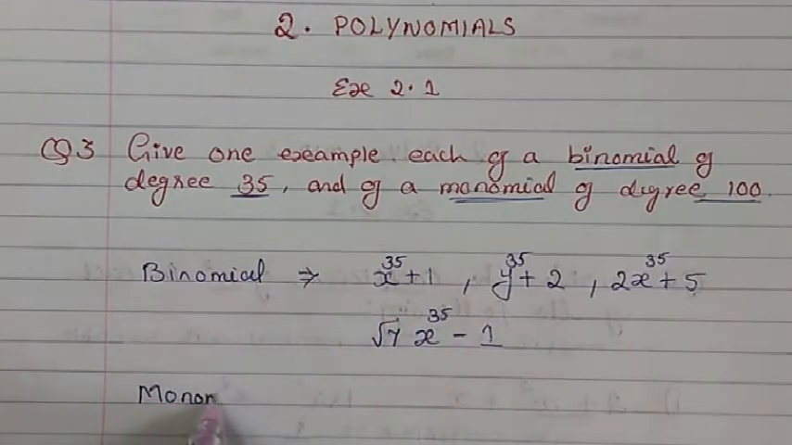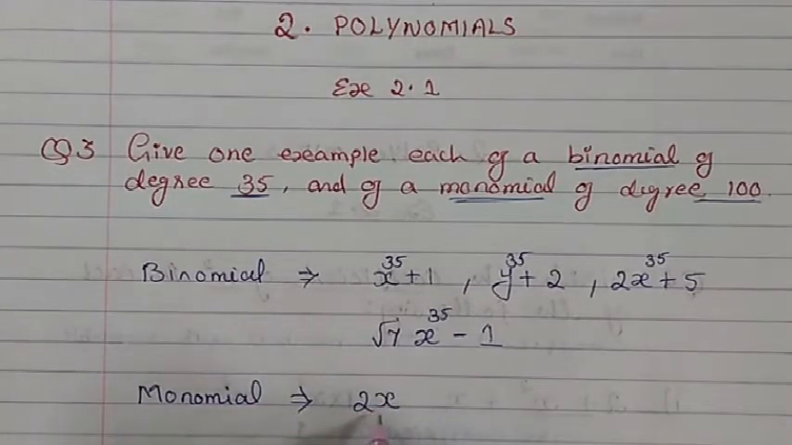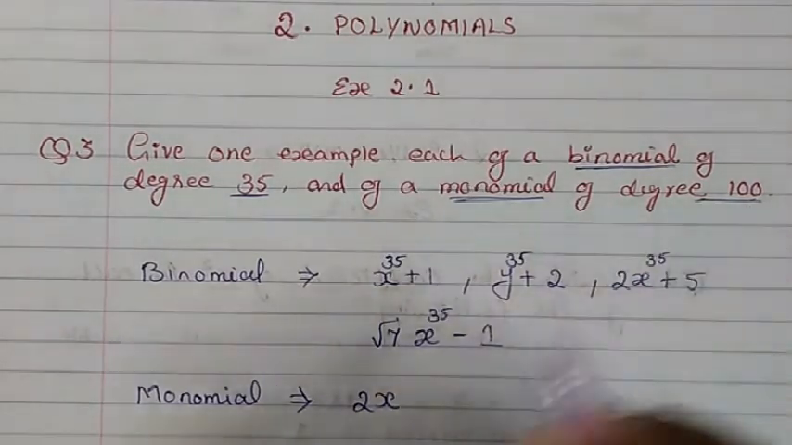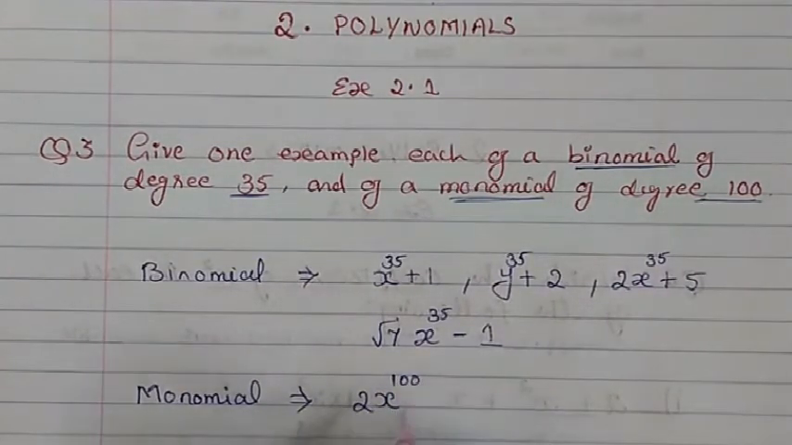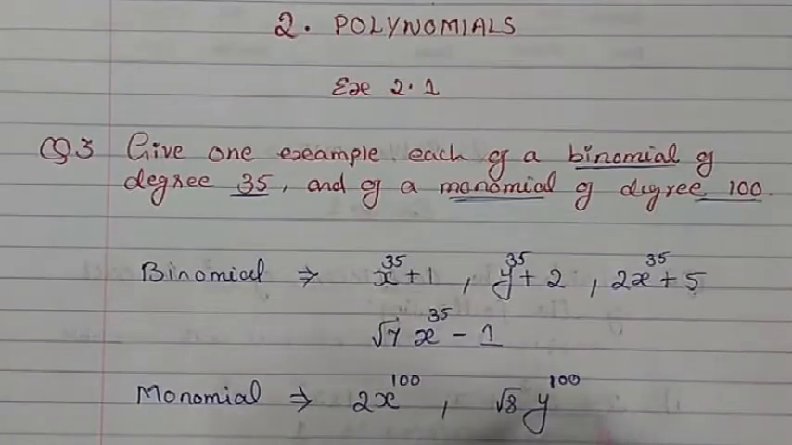So now coming to monomial. Monomial, I told you, is a single term. This is a single term. There is no plus or minus separating this. So this is known as monomial and the degree should be what? 100. So on the variable exponent you have to write 100. Or you also can write root 8 y. This is a single term, but then the power should be 100. You also can write only x and the power to be 100. So it should be a single term.